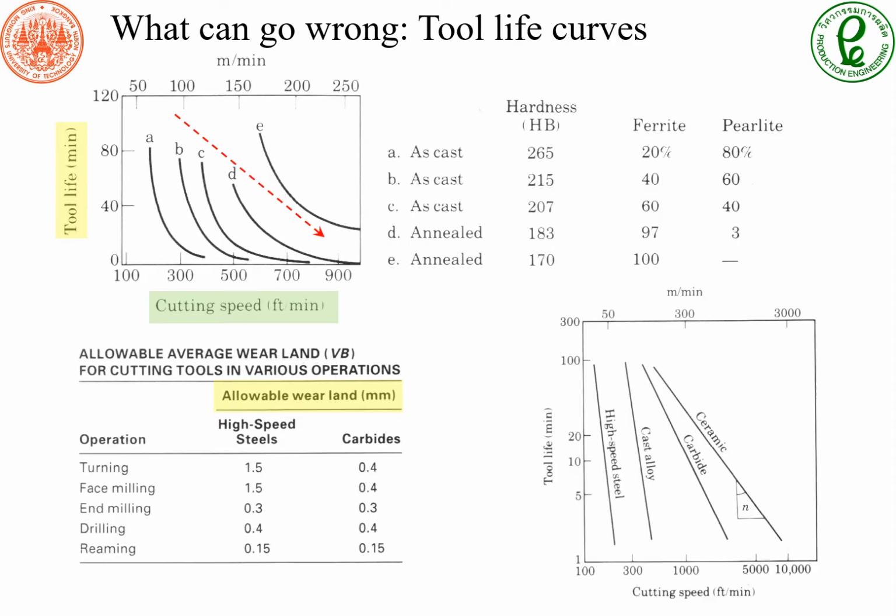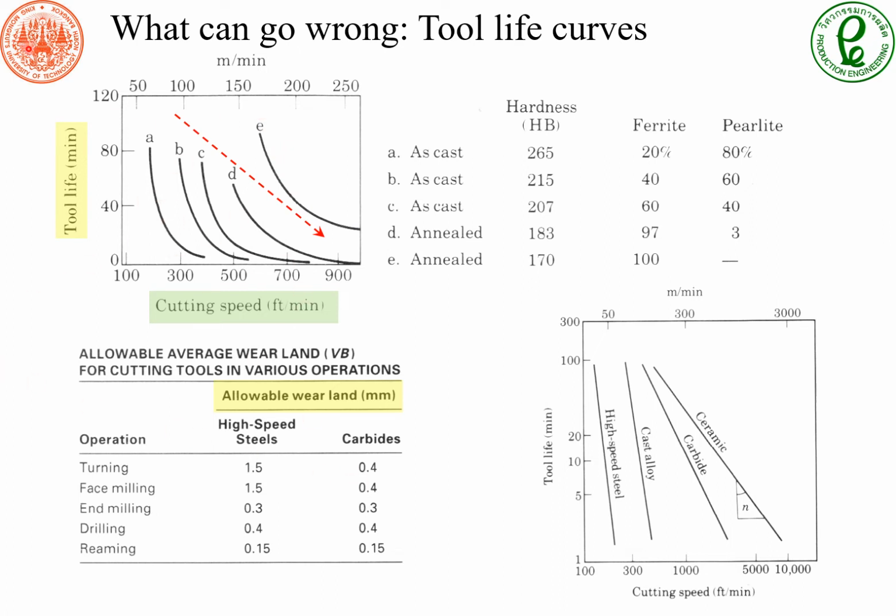Based on the Taylor tool-life equation, V times T to the n equals constant, if the x-axis is the cutting speed and the y-axis is tool life, then as the cutting speed goes up, tool life goes down. This depends on the cutting tool material. A, B, C, D, and E each represent a kind of cutting tool material, and one can see that cutting tool E has the longest tool life.